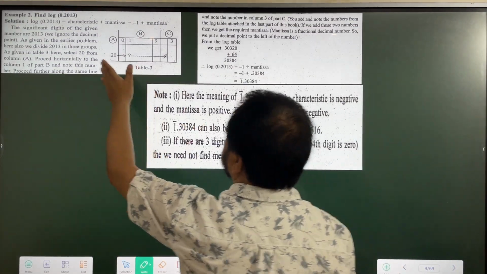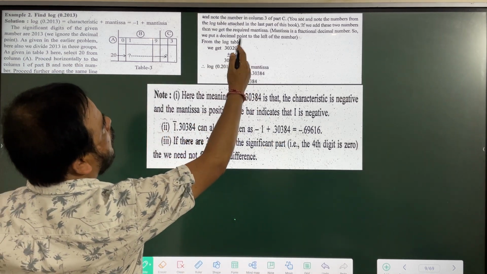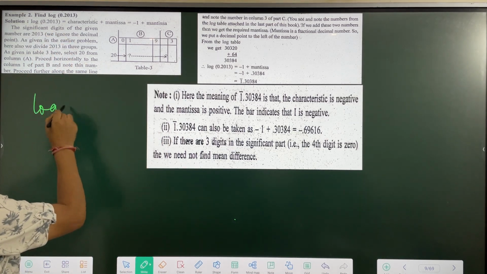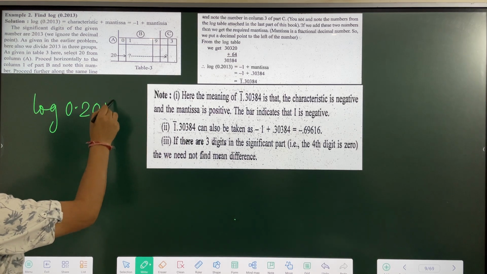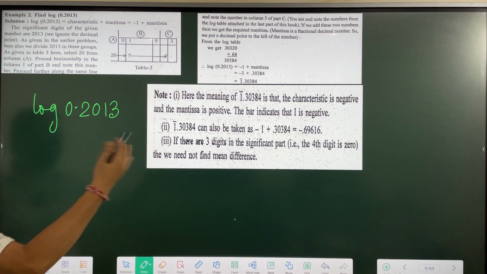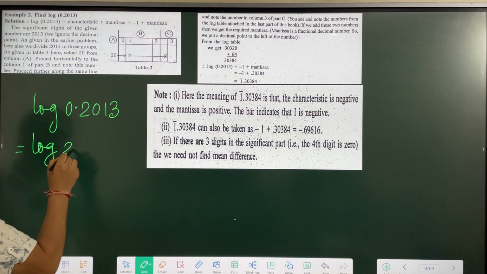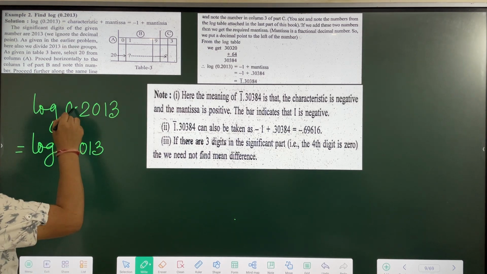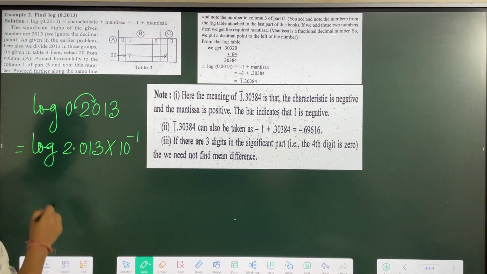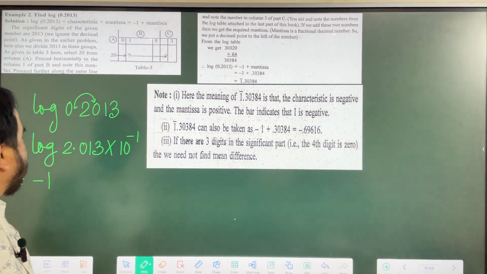After that, just making you understand, log we get 30, what is there? Yes, log 0.2013. This one I will show you in that page. So how to make it standard form? 2.013. This one is move one place towards the right hand side. So into 10 to the power minus 1. So surely minus 1 is the characteristic. Minus 1 will be the characteristic.